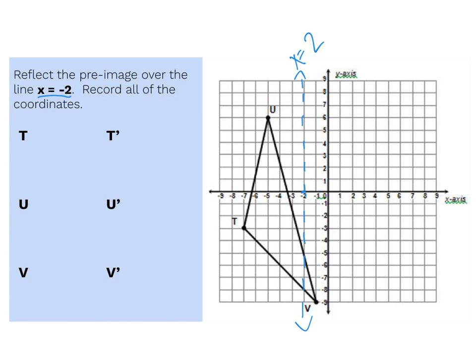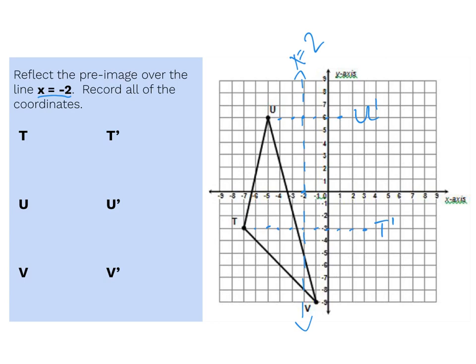Okay, so U is 1, 2, 3 spaces away. So I go the other direction. 1, 2, 3, U prime. T is 1, 2, 3, 4, 5. Go 5 the other direction. 1, 2, 3, 4, 5.